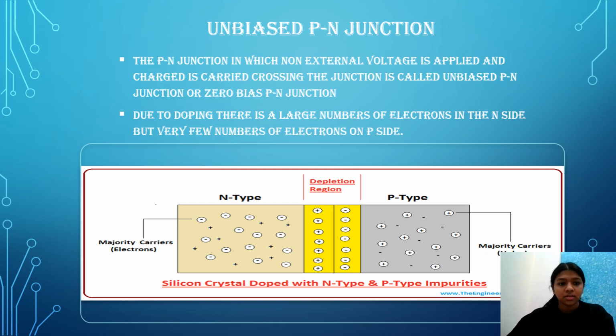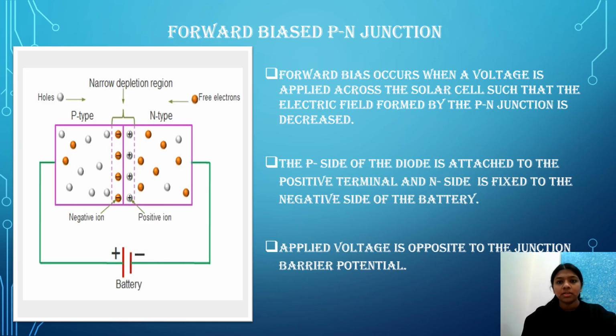The next is forward bias PN junction. Forward bias occurs when a voltage is applied across the junction such that the electric field formed by the PN junction is decreased. The p side of the diode is attached to the positive terminal and the n side is fixed to the negative terminal of the battery. The applied voltage is opposite to the junction barrier.